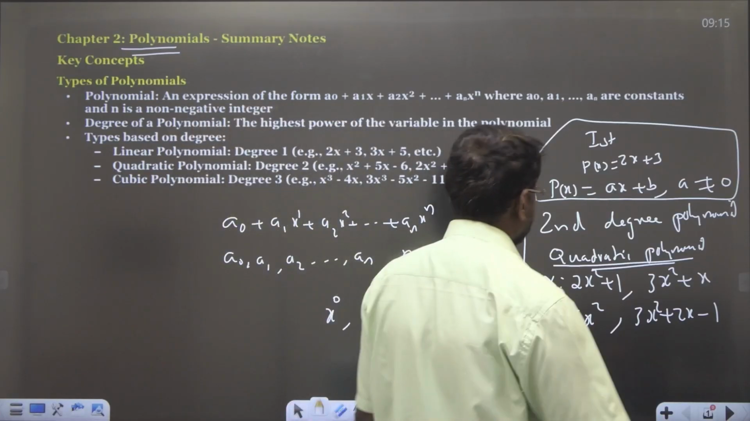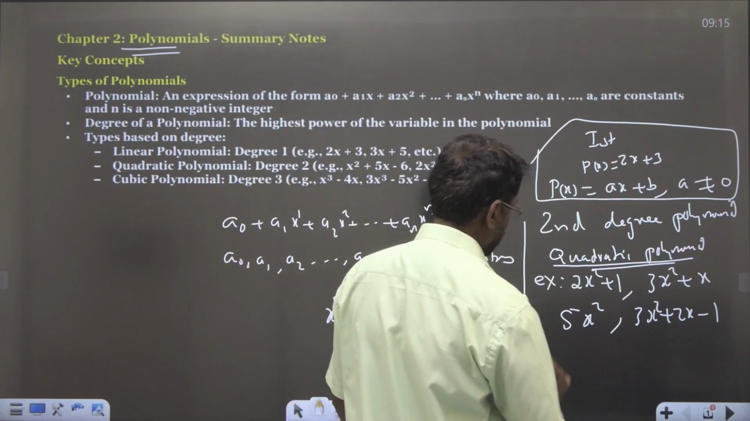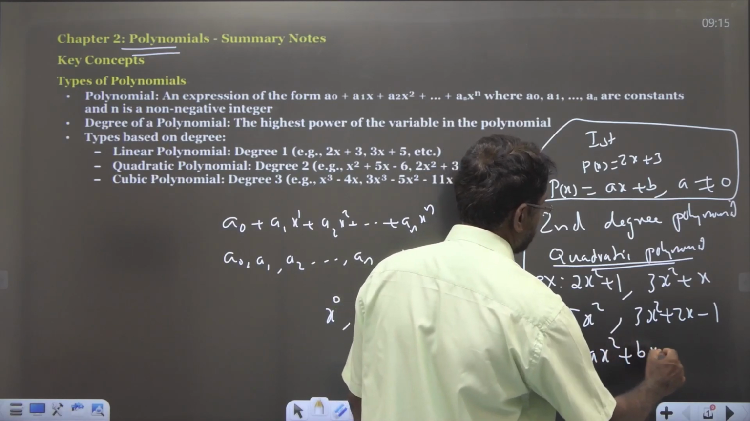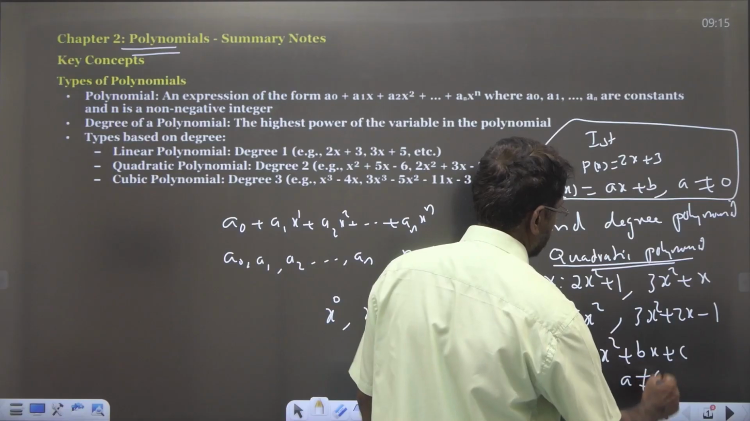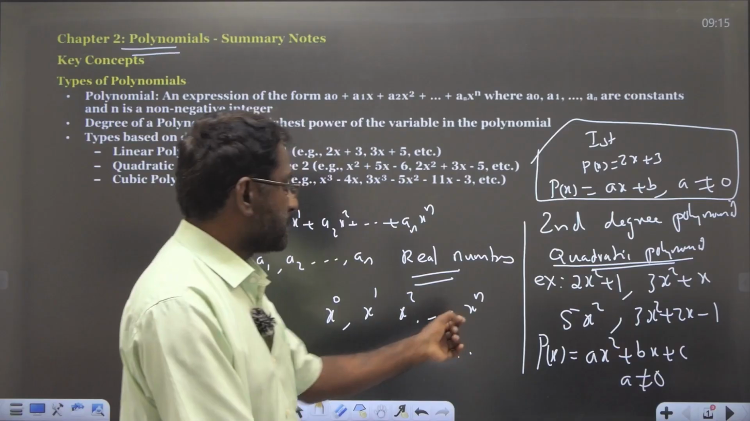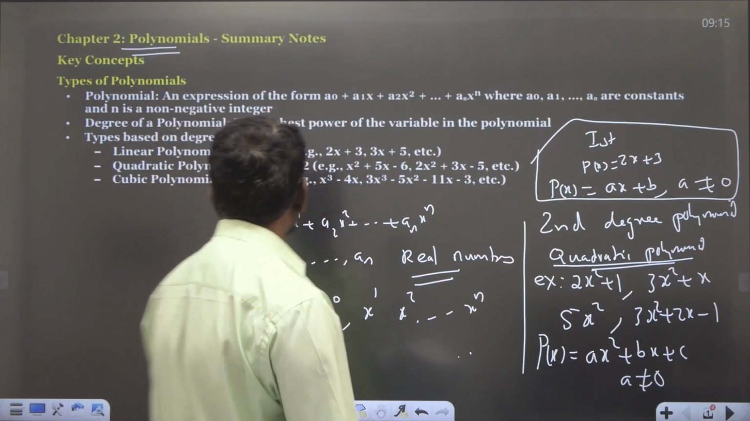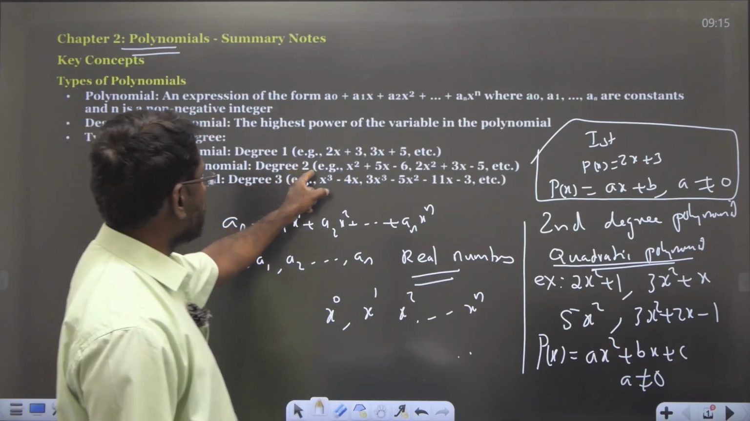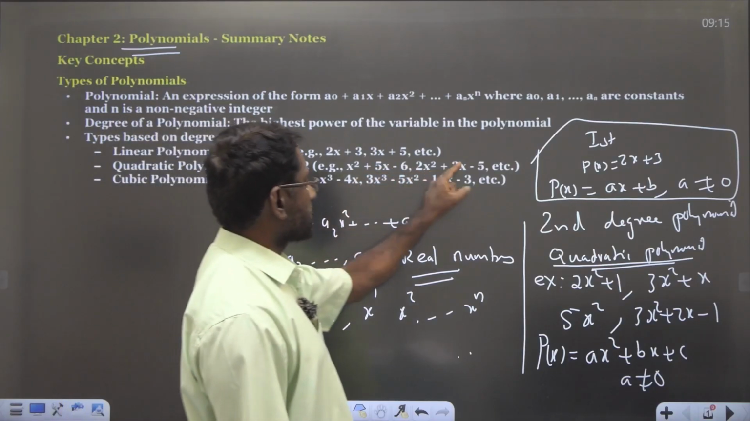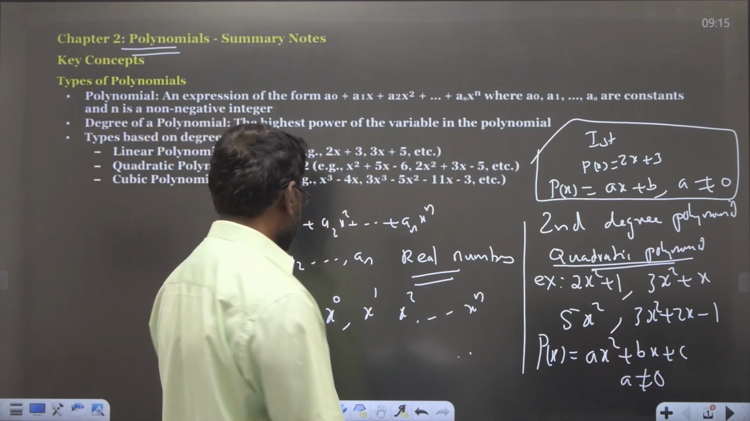Okay. Then what is the fundamental form of a quadratic polynomial? The fundamental form of a quadratic polynomial is p of x is equal to ax square plus bx plus c, where a not equal to 0. Some more examples are x square plus 5x minus 6, 2x square plus 3x minus 5, etc.